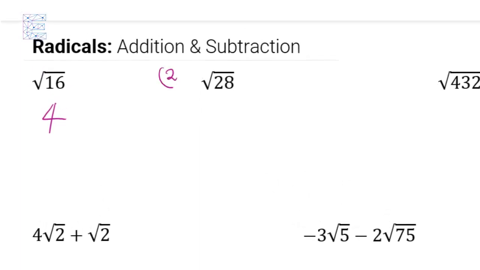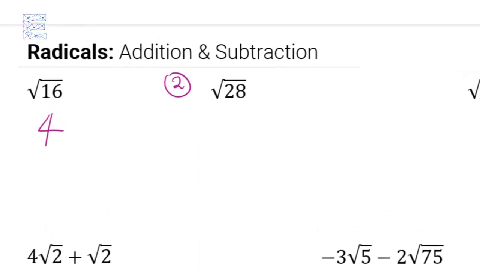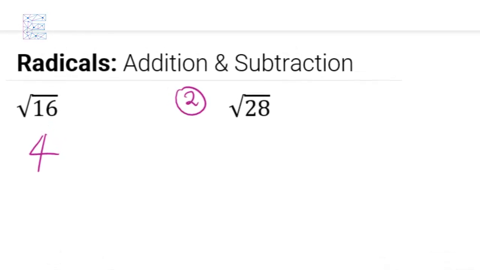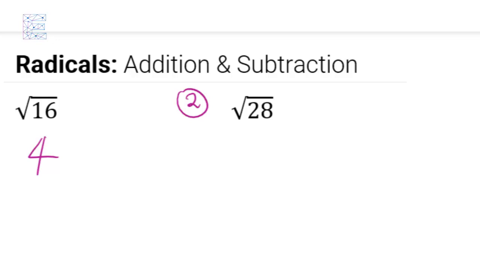The second question is the square root of 28. Well, there's a bit of a problem because 28 is not a perfect square. In other words, no number times itself gives you 28. So we have to break down this 28 and simplify this radical. The way to do this is to find 2 factors that when multiplied will give you 28. What numbers do you multiply to get 28? We don't want just any random numbers. One of those factors has to be a perfect square.